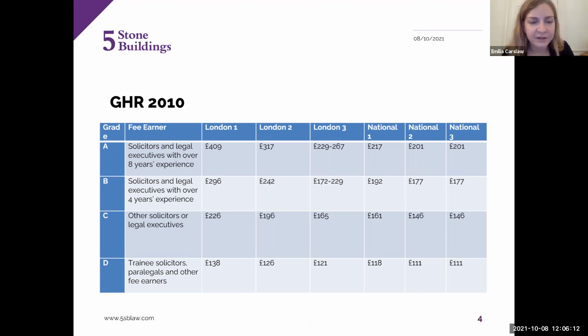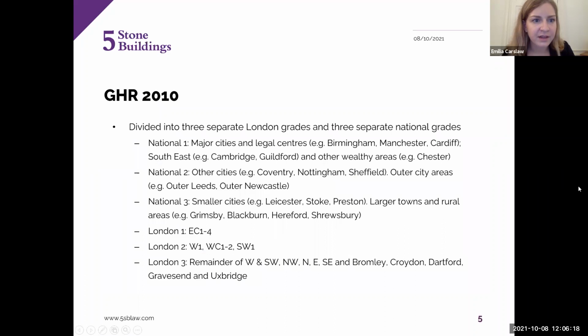Could you go to the next slide, please, Jo? So these are the separate London grades and separate national grades. We have National 1, the major cities and legal centres, Birmingham, Manchester, Cardiff, the South East, Cambridge or Guildford, and other wealthy areas such as Chester. National 2, other cities, including Coventry, Nottingham, Sheffield, and outer city areas. National 3, smaller cities like Leicester, Stoke, and Preston, and rural areas such as Grimsby, Blackburn, Hereford, and Shrewsbury.